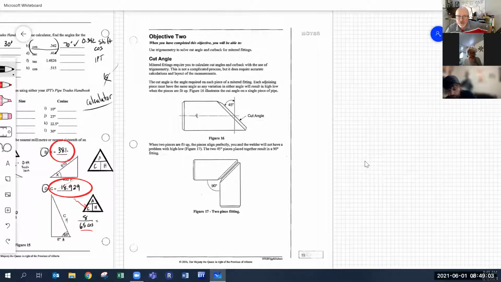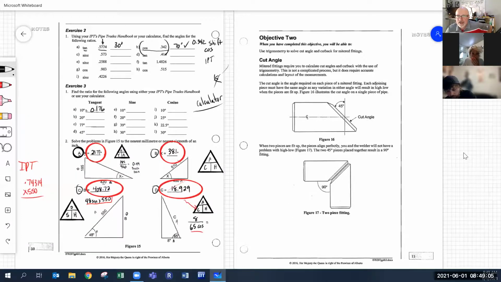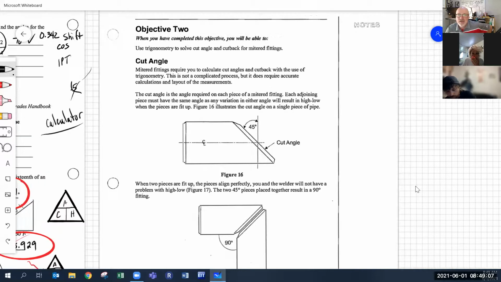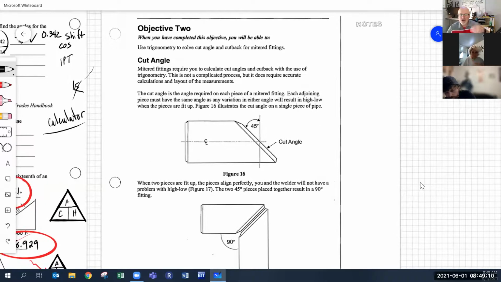Okay, thank you for doing those exercises. Now, the next part is start talking about these cut angles for miter pieces. Listen, we're not doing miters, and miters is simply taking straight pipe and making 90s and 45s and 22.5s and whatever angle that you want. This is how they kind of go about it.